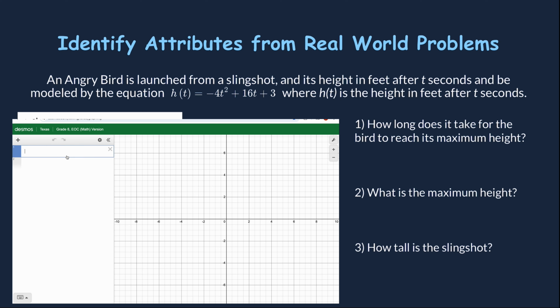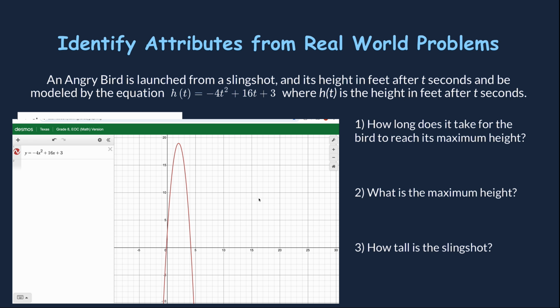So first thing I'm going to do is type in the equation. But usually Desmos can't recognize the h of t and that sort of stuff. So instead of that, I'm just going to say y equals negative 4x squared plus 16x plus 3, just changing this t to an x. And I get this quadratic function here.